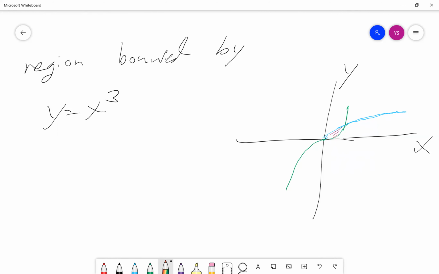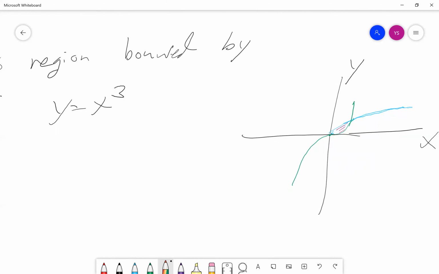Okay, so first, what is this region? Well, from where until where does x go in this region? Any suggestions? Yep.